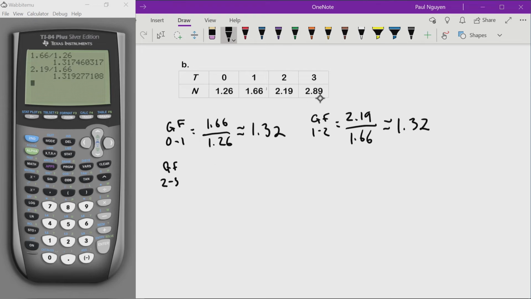is this number here divided by this number here. 2.89 divided by 2.19. And again, that rounds to 1.32. Since all of the growth factors are the same, this data is exponential.